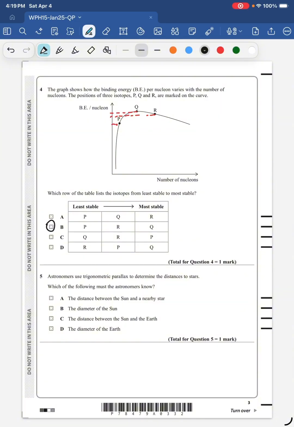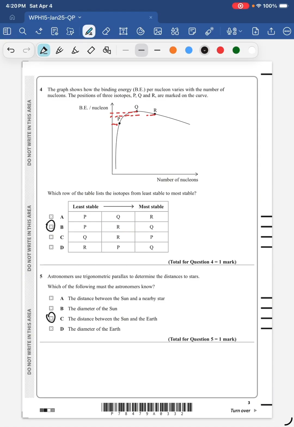So let's move on. 5, astronomers use trigonometric parallax to determine the distances to stars. Which of the following must the astronomers know? A, the distance between the sun and a nearby star? No, that doesn't make any sense actually. B, the diameter of the sun? Irrelevant. C, the distance between the sun and the earth. Okay, this is promising. And then D, the diameter of the earth, which is also irrelevant.